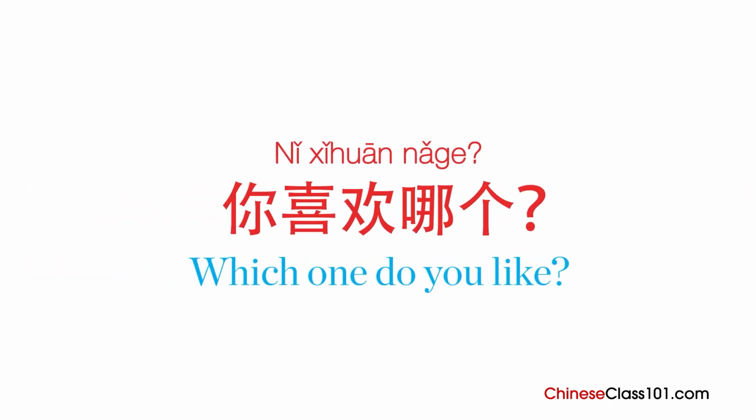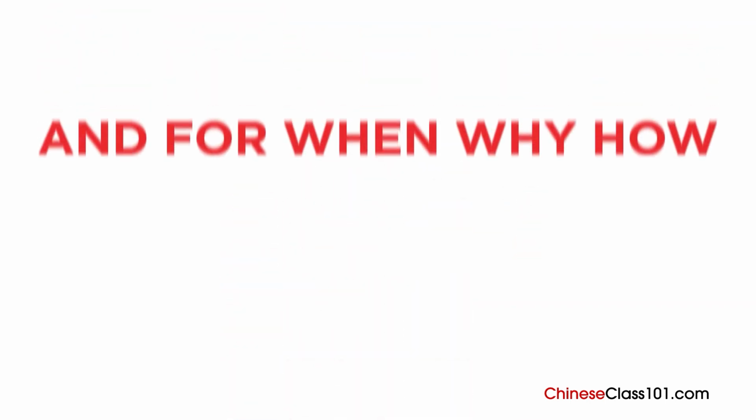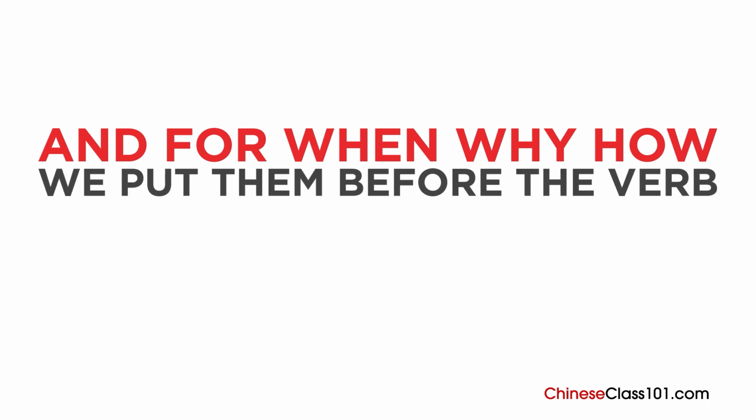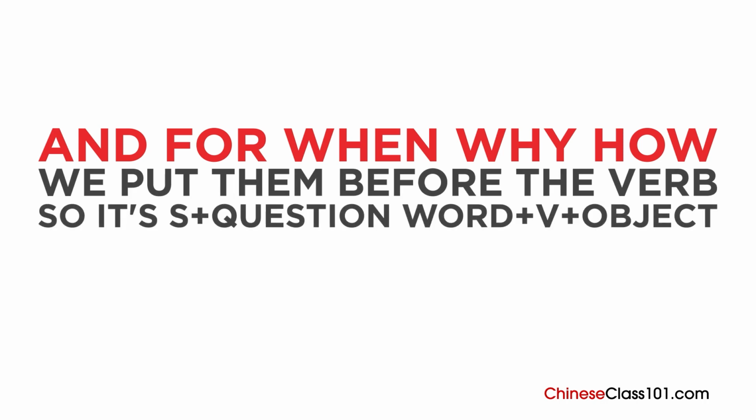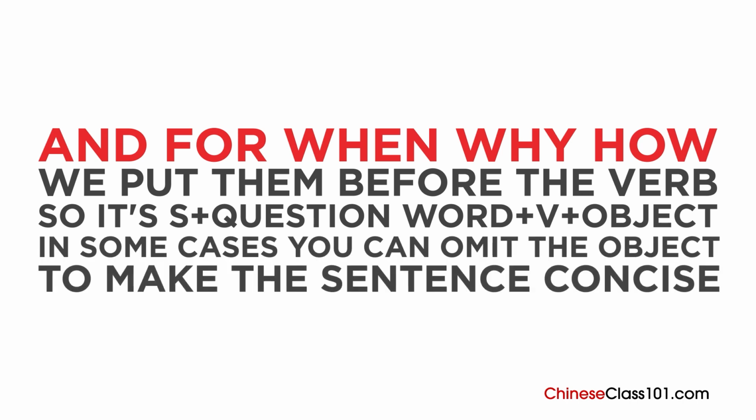Which one do you like? 你喜欢哪个？你 you 喜欢 like 哪个 which one? Where do you like? 你喜欢哪里？你 you 喜欢 like 哪里 where? And for the rest of the question words, we put them before the verb, so it's subject, question word, verb, object. In some cases, you can omit the object to make the sentence concise.